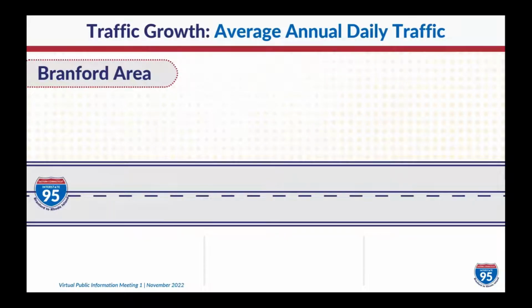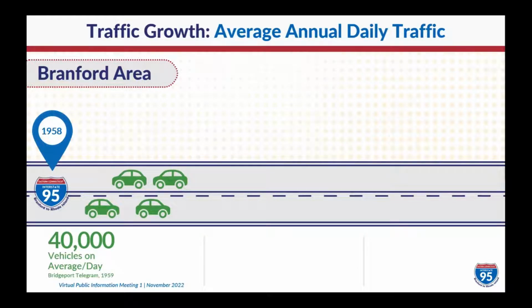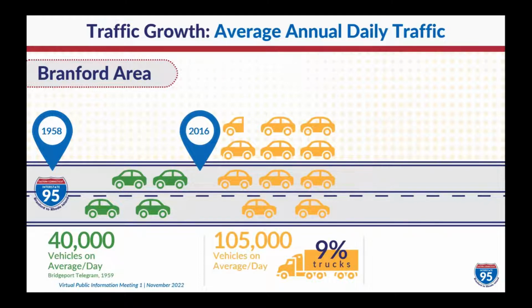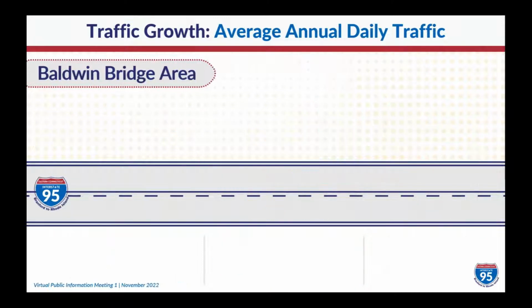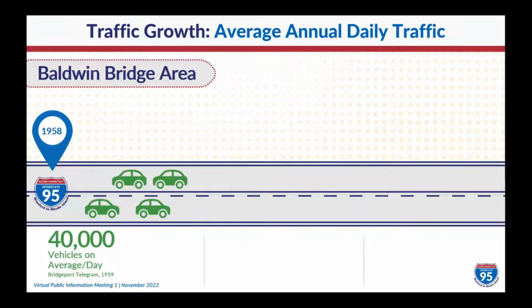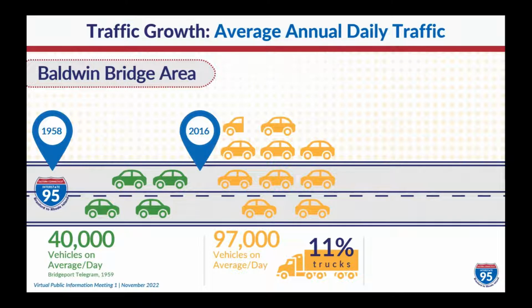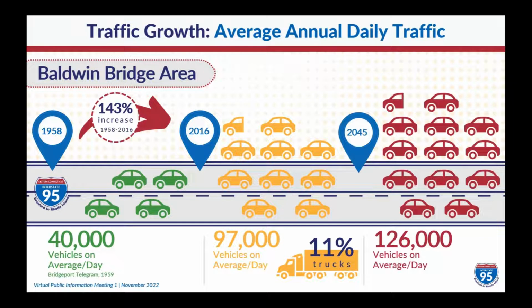Looking at the beginning of the corridor in Branford in 1958, when I-95 was first operational, it carried 40,000 vehicles a day. Moving to where we are now, in 2016, it carries 105,000 vehicles with 9% trucks, which is an increase of 163%. Looking to the future, in 2045, we anticipate I-95 in Branford will carry 135,000 vehicles, which is an increase of 29%. Moving east along the corridor to the Baldwin Bridge area, we see the same initial volume of 40,000 in 1958. Today, there are 97,000 vehicles with 11% trucks, which is a slight decrease in vehicles compared to the Branford area shown on the previous slide, but a 143% increase from 1958. In 2045, we are predicting a 30% increase to 126,000 vehicles in the Baldwin Bridge area.